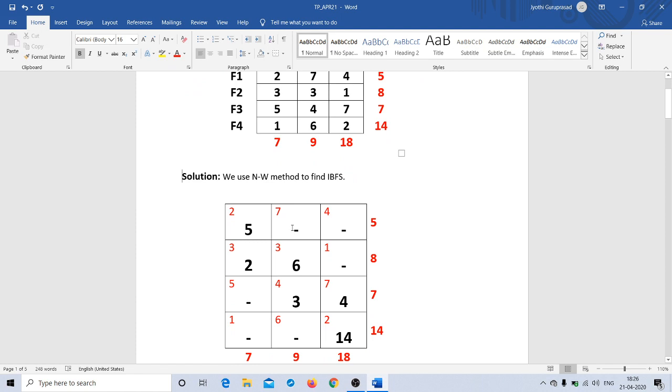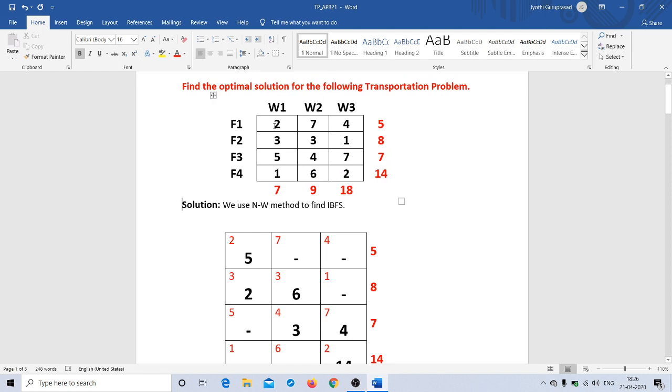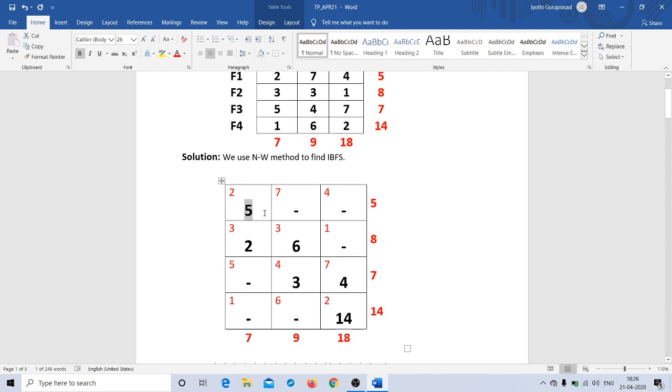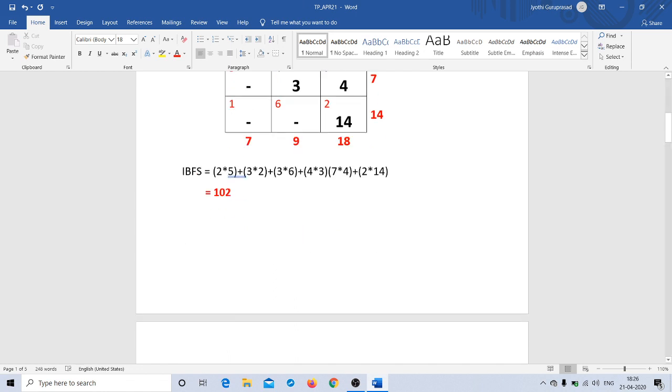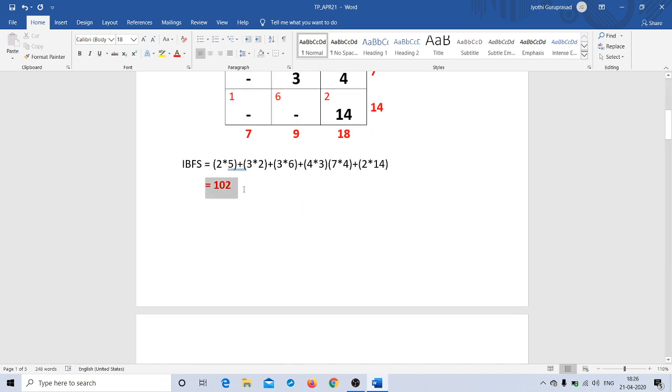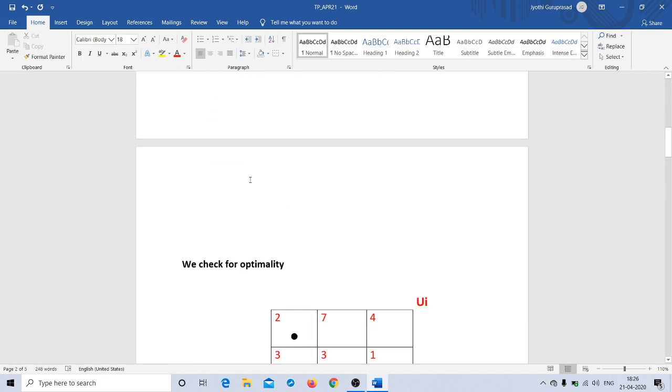Now when I use the Northwest method to find the IBFS for this problem, this is how I get the allocation. I start from this particular cell and I allocate as much as possible. So I allocate 5. Since all of you are aware how the Northwest method works, this is the allocation I get, and the IBFS I get is 102, right? So this is the IBFS for this particular transportation problem. Now I proceed for optimality.